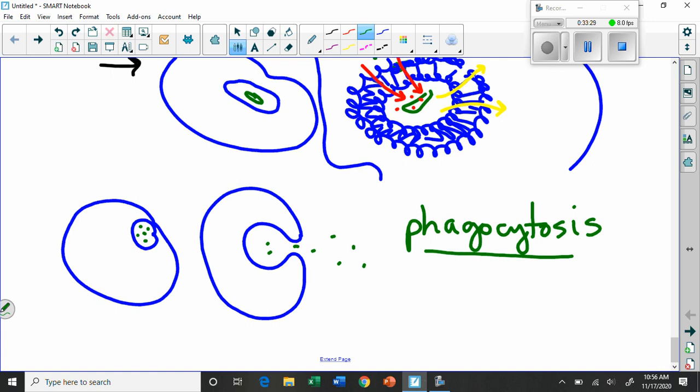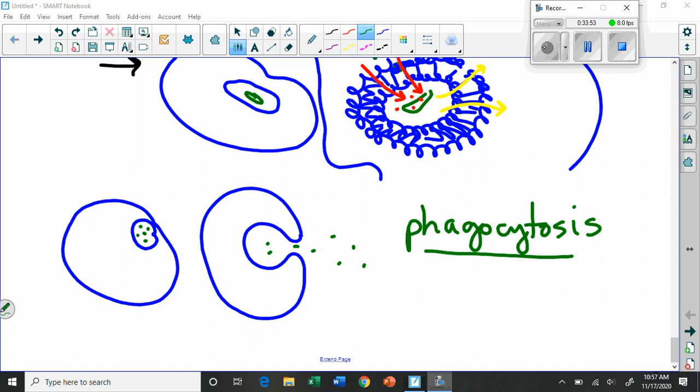So those are basically the three ways that cells can utilize or can get things in and out of them, utilizing diffusion and concentration gradients, or pushing against concentration gradients with active transport, or this kind of a thing, which can bring very large things into a cell. Your white blood cells would work like this.